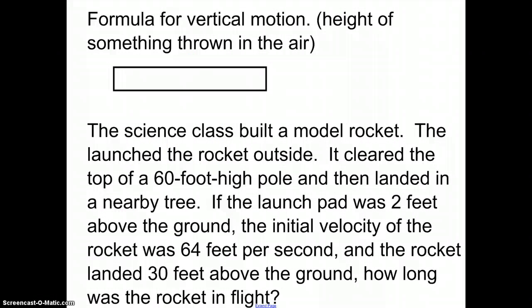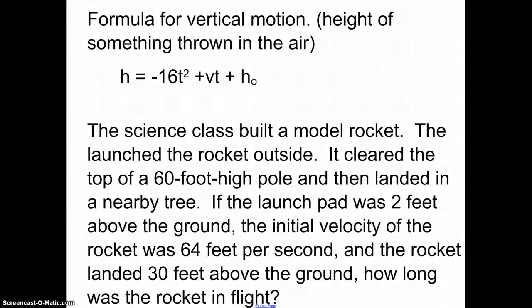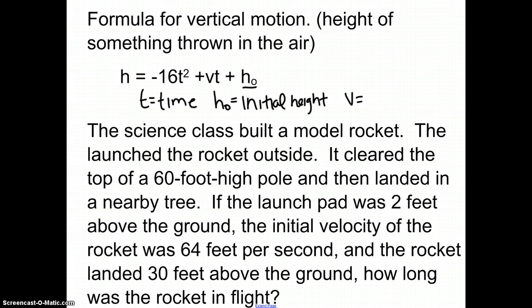So now we're going to be talking about the formula for vertical motion, or the height of something thrown into the air. The equation for this is h equals negative 16t squared plus vt plus h sub 0, which is this right here, where t equals time, h sub 0 is the initial height, and v is the velocity.